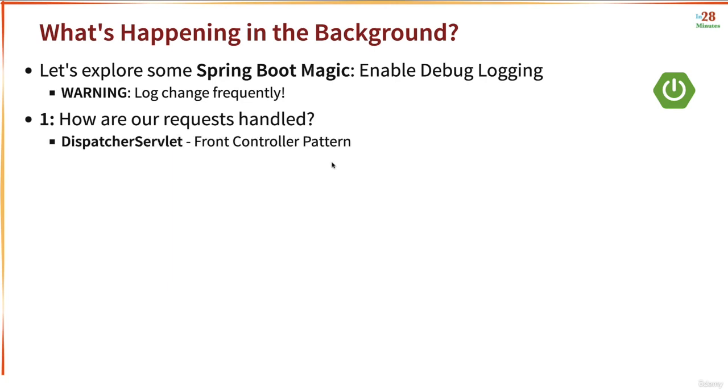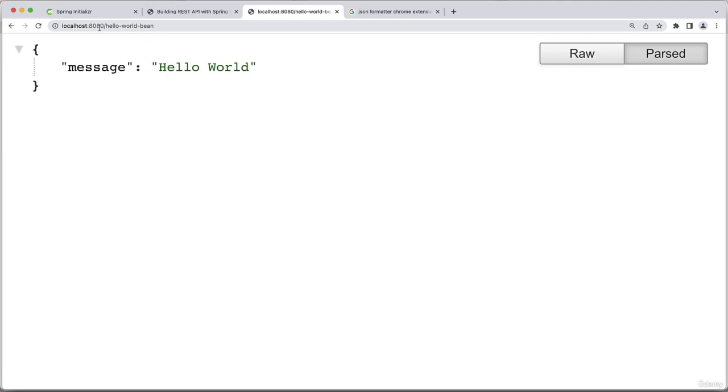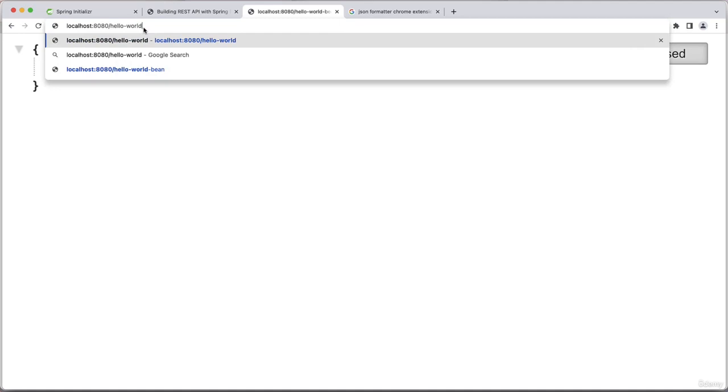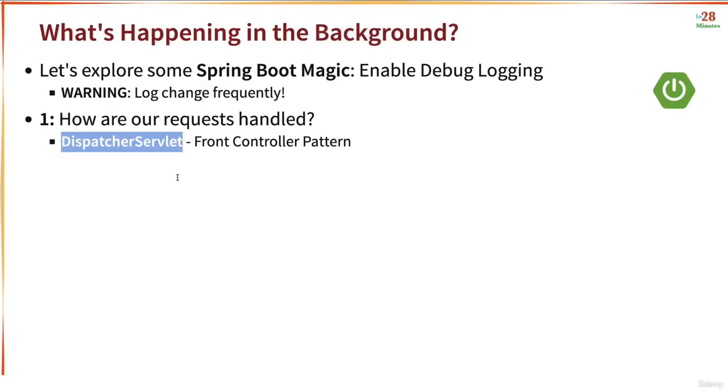Whenever we talk about Spring MVC, we are talking about a front controller pattern. What would happen is that all our requests are first going to something called dispatcher servlet. Earlier, we executed a request to localhost:8080/hello-world-bean, and we also executed requests to /hello-world. Irrespective of the URL you are making use of, all requests when we talk about Spring MVC are being handled by dispatcher servlet. This is called the front controller pattern.